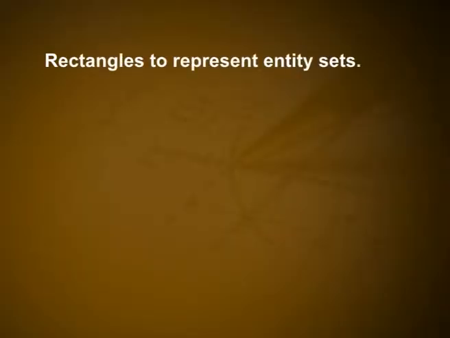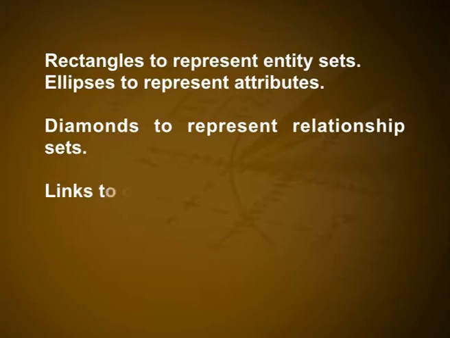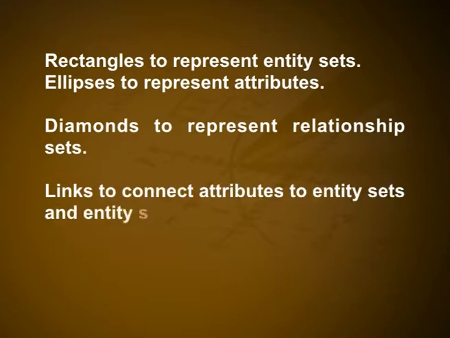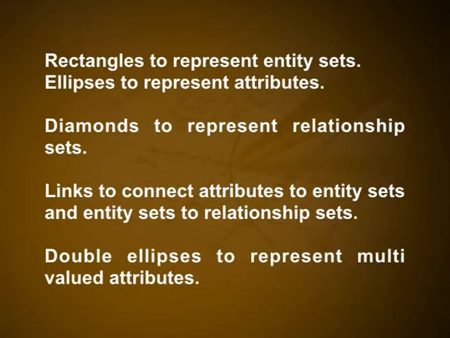The real world situation of the relationship set determines the mapping cardinality for that relationship set in the designing process. Entity relationship diagram. The logical structure of an ER model is represented graphically using the entity relationship diagram or the ER diagram. The important components of an ER diagram are rectangles to represent entity sets, ellipses to represent attributes, diamonds to represent relationship sets, links to connect attributes to entity sets and entity sets to relationship sets.